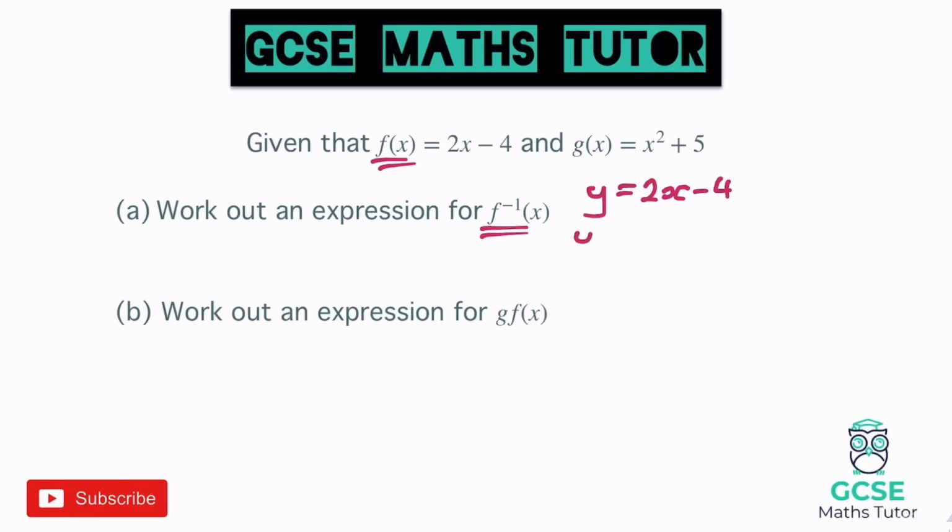So add 4 to both sides. You get y plus 4 equals 2x. And then divide both sides by 2. You get y plus 4 over 2 equals x. There we go.